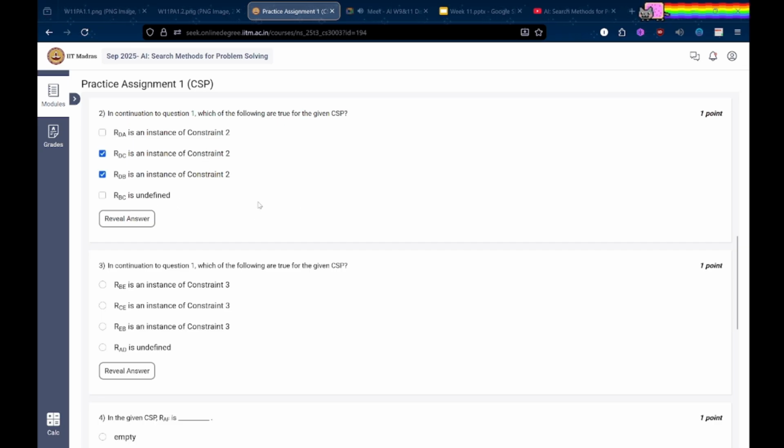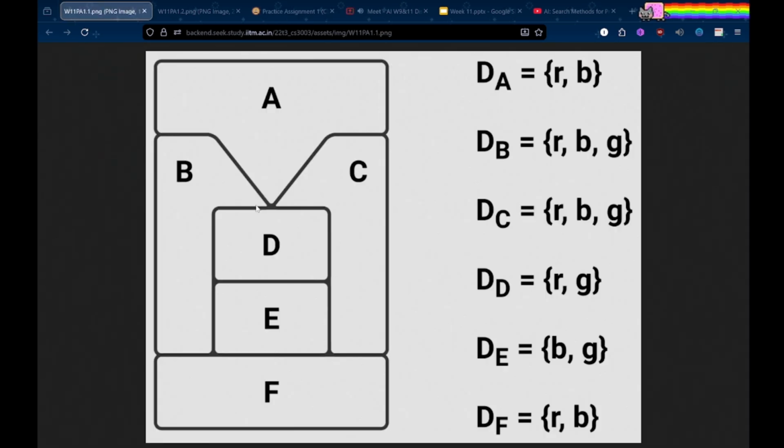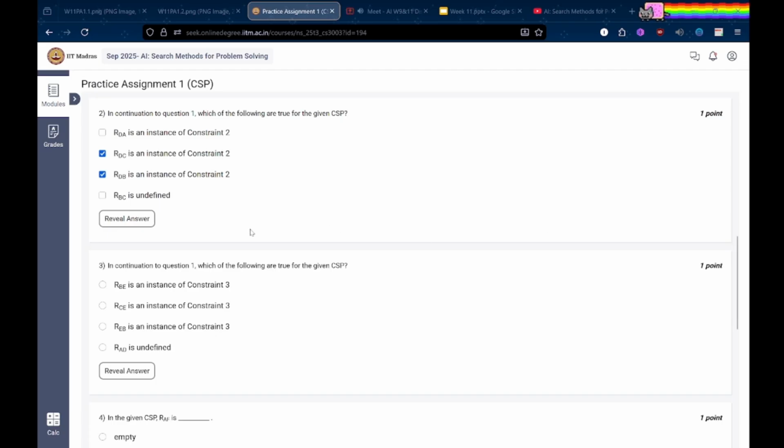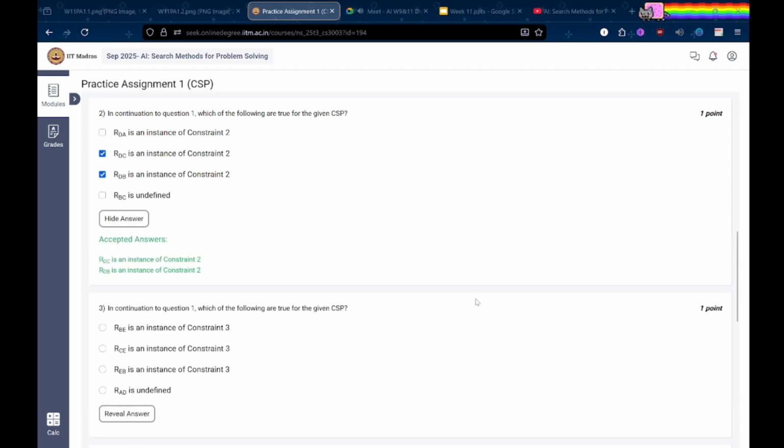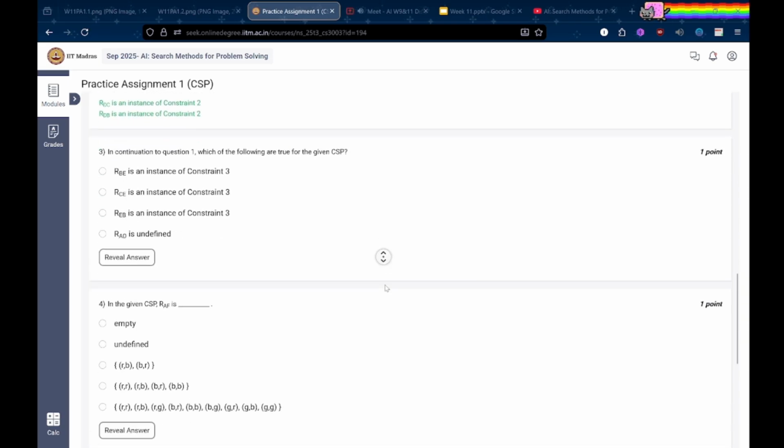And now this question, that R, B and C is undefined. So B and C is undefined. I don't think they are undefined because there's R. So R can have connections with B and G both, B can have connections with R and G both, and G can have connections with R and B both. So it should not be undefined. So RDC and RDB. Okay.